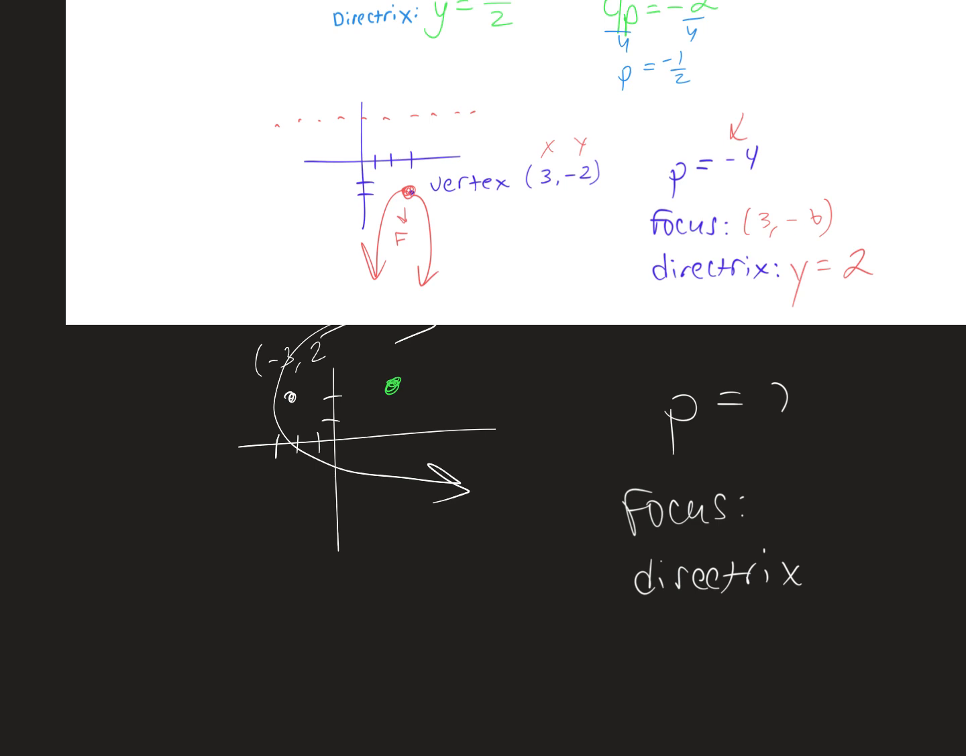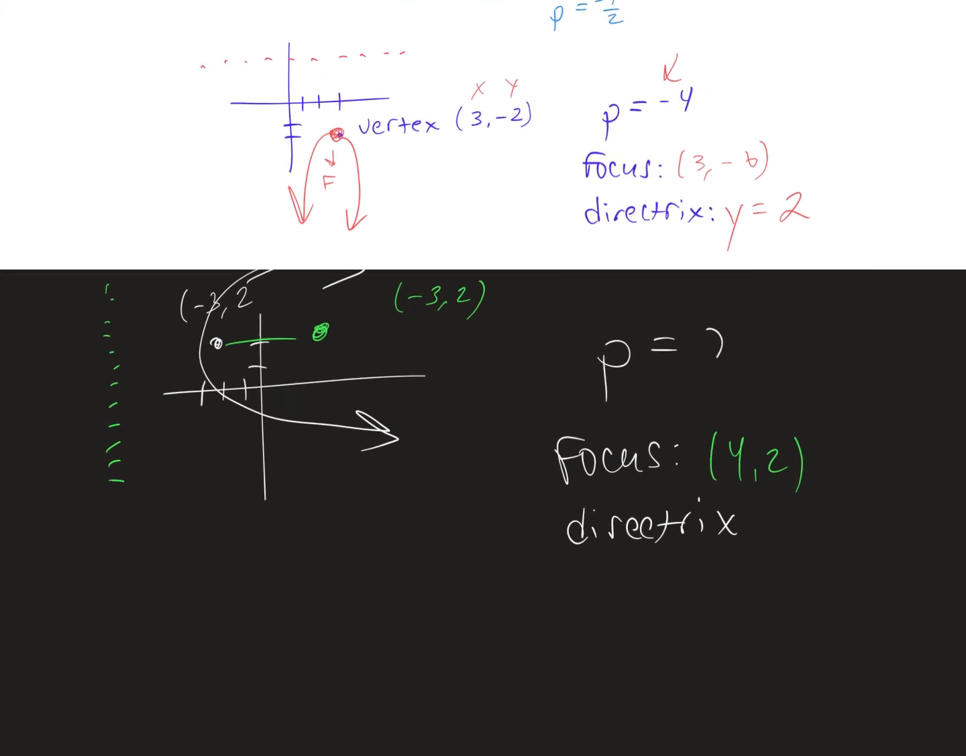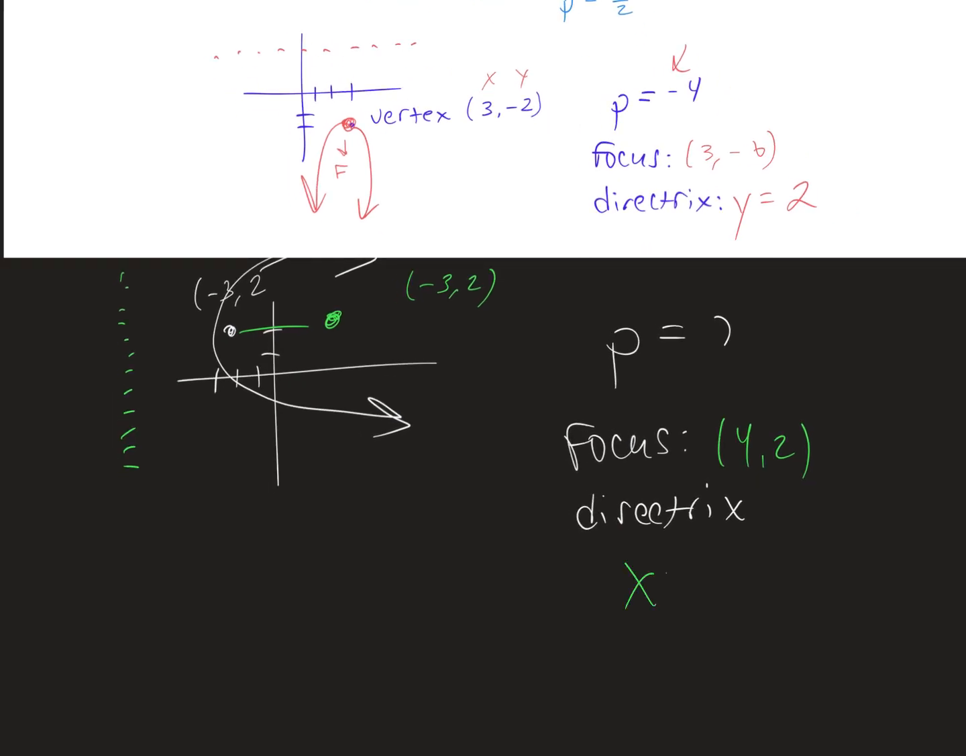So if the distance from your vertex to your focus is 7, where are you adding 7 to? The negative 3 or the 2? The negative 3. What's negative 3 plus 7? So your focus would be at 4, 2. Your directrix is in the opposite direction. It's a line in the opposite direction. So what axis is it going through? The x-axis. And instead of adding 7 to the x, you're going to do what? Subtract it. So what's negative 3 minus 7? Negative 10.